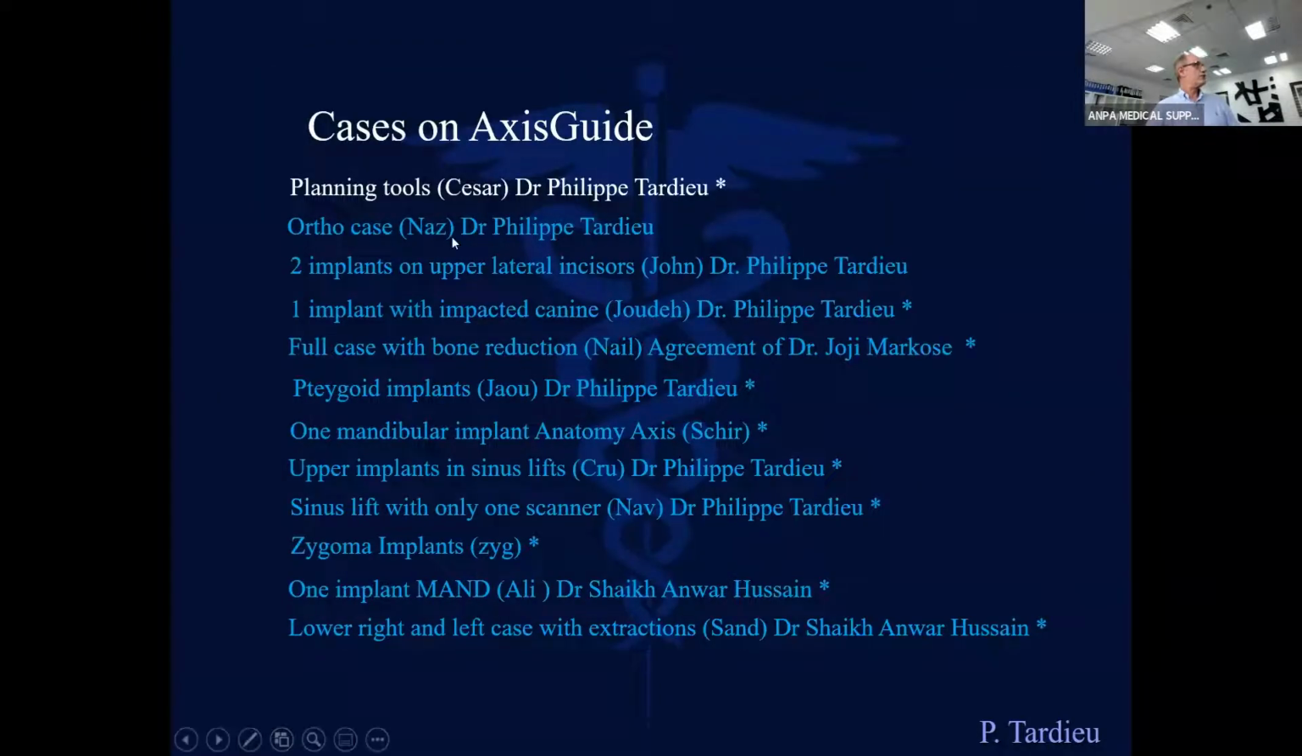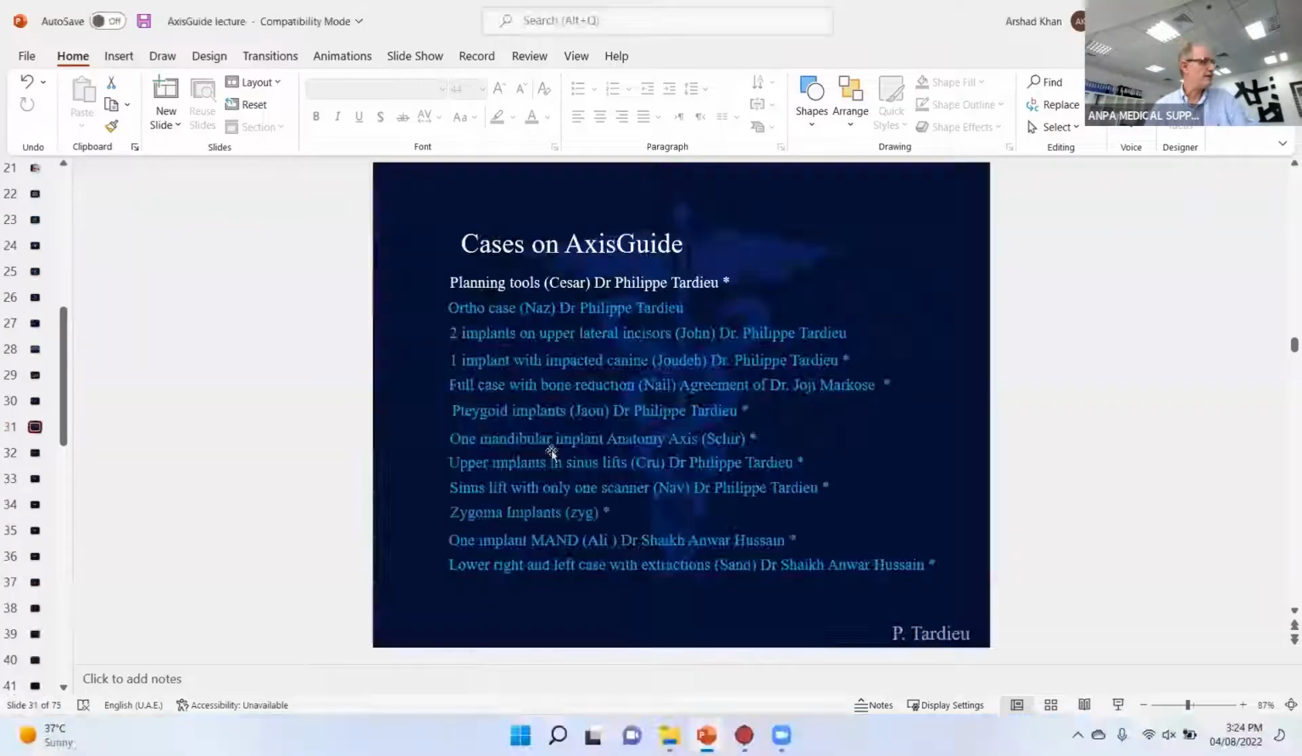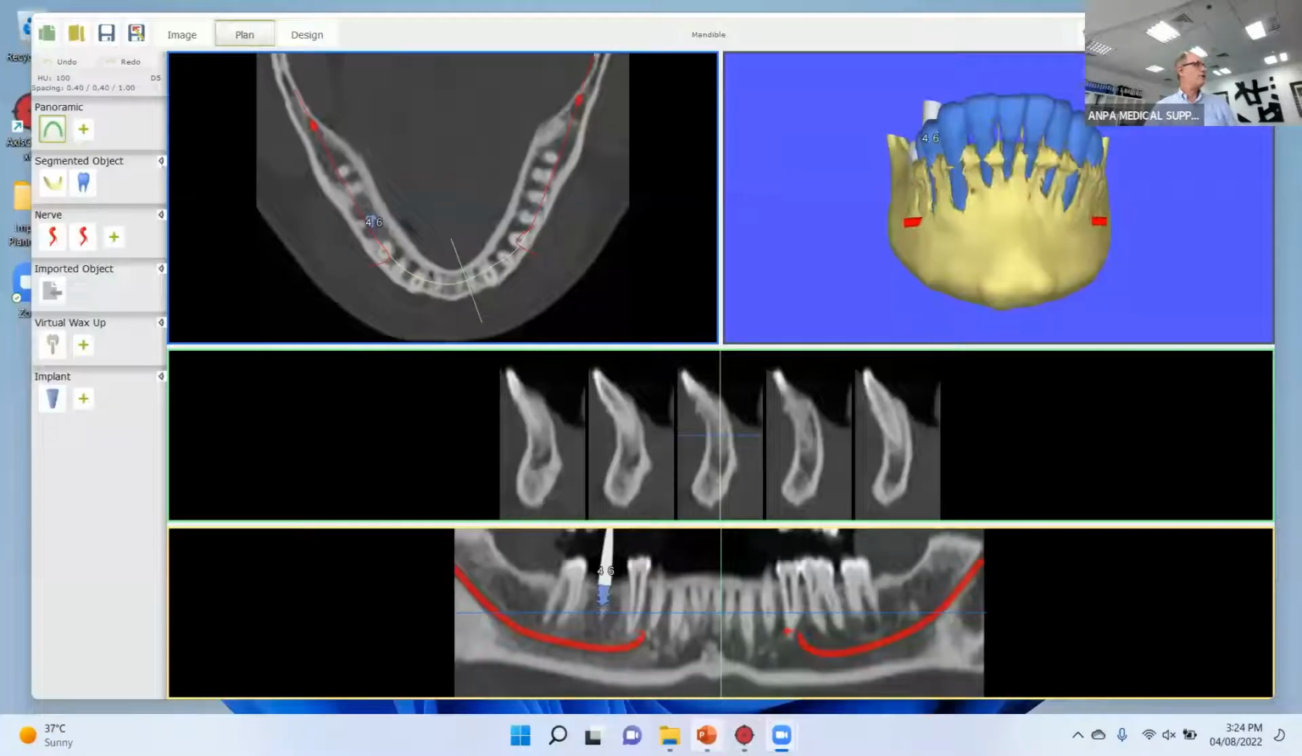So I have all these cases to show to you. I will close the first part, which is about the scanning appliance and the kind of information you get from that. And now I am going to explain how we can plan and what kind of tools we have in a case which is called Caesar. So I go here, and this is Caesar. Okay, so Caesar is a case where I have to plan one implant.